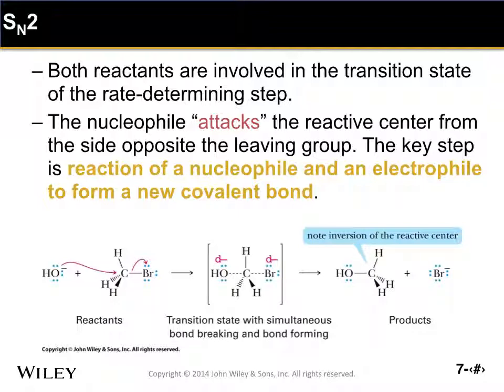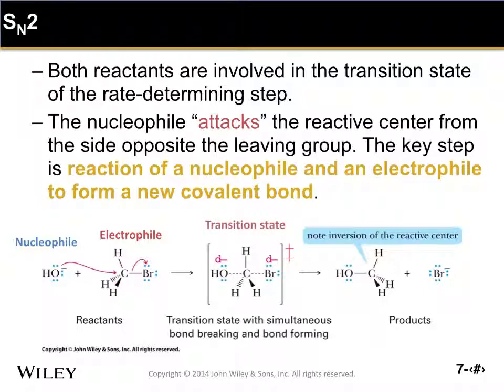So let's go through a little bit of nomenclature to remind ourselves. The nucleophile is the Lewis base. It's the donator of electrons. The electrophile is the acceptor of the electrons. You can call that carbon the electrophilic carbon, but the whole thing is called the electrophile.